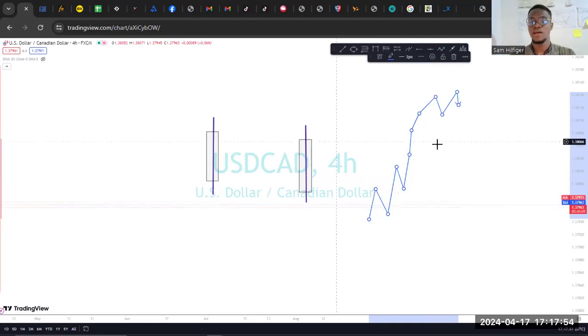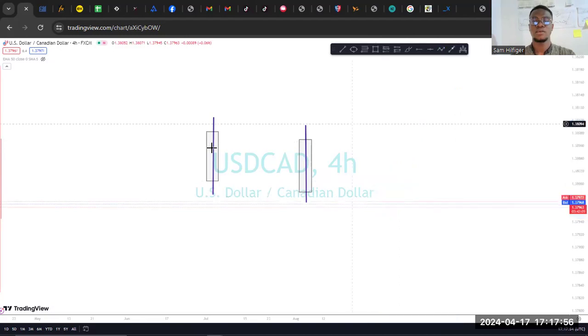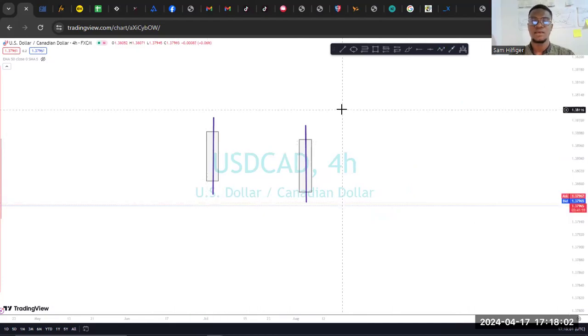But the one I have here currently, these two drawings, is how the Japanese candlesticks look. The Japanese candlestick will show you price moving either upwards or downwards. We will talk about that later in the course.